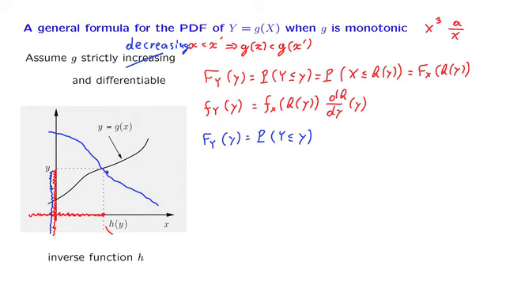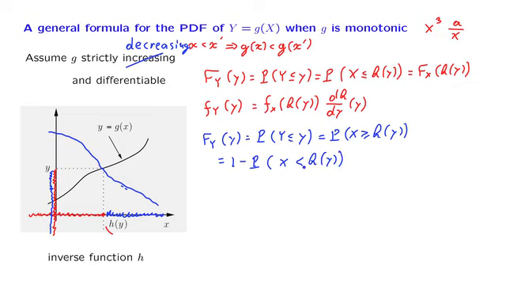When does this happen? When the value of g of x is less than y, and that happens for x's in this range. So this is the set of x's for which the value of g of x is less than or equal to this particular number y. So the event of interest in that case is the event that x is larger than or equal to h of y, which is 1 minus the probability that x is less than h of y.